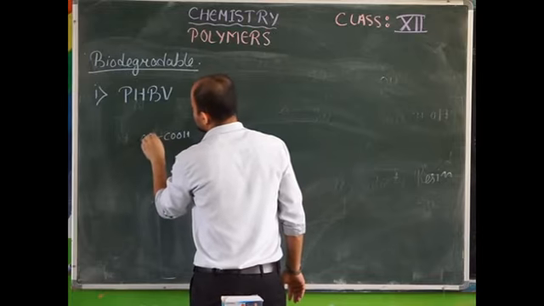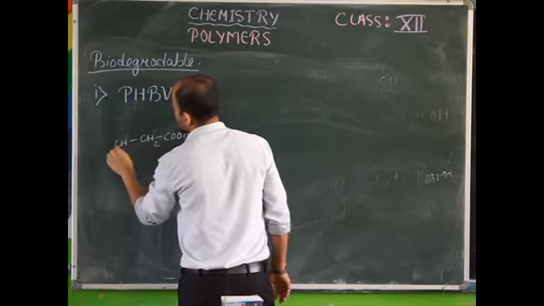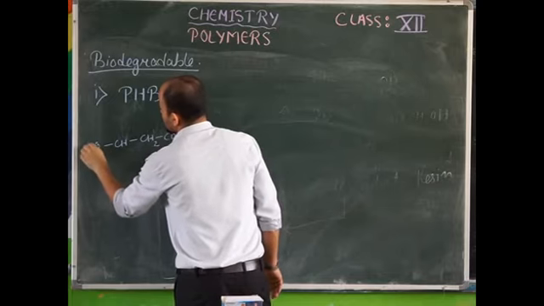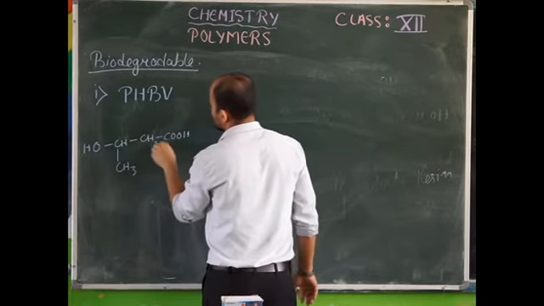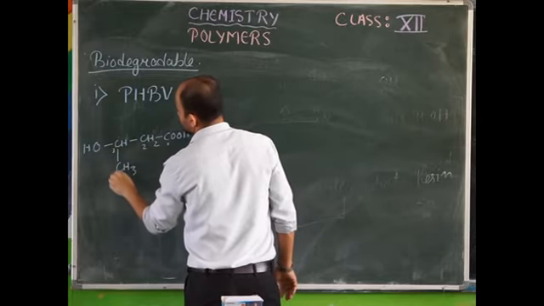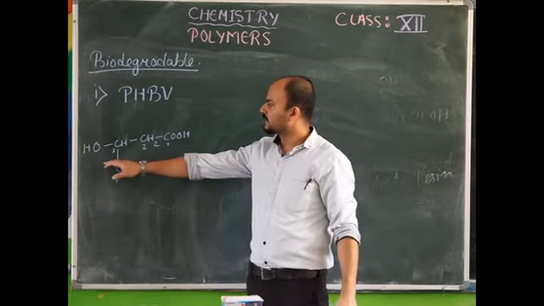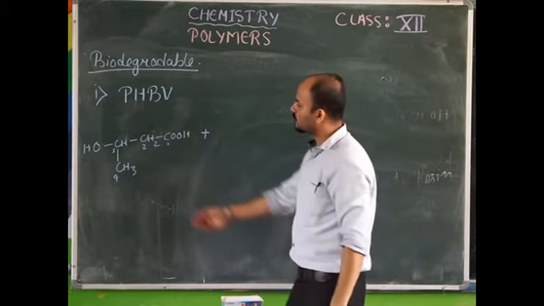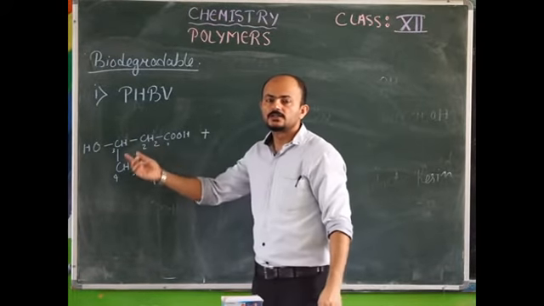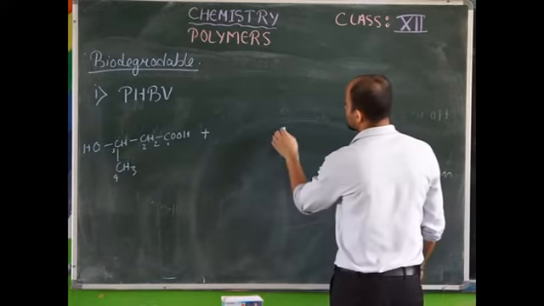1 carbon, CH2, CH. At the 3 position, you have an OH group, and here we have CH3. So 1, 2, 3, 4. So this is 3-hydroxybutanoic acid. Whenever 3-hydroxybutanoic acid is treated with another, there is one more carbon in this chain.